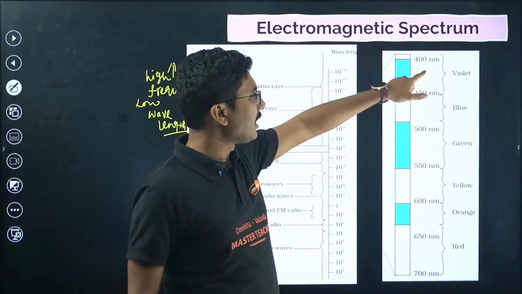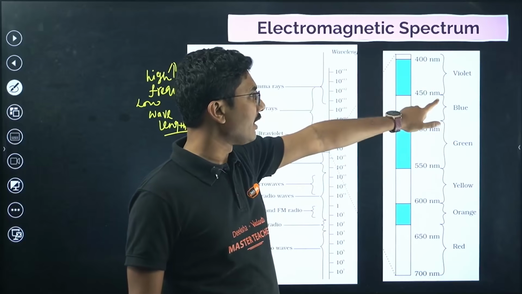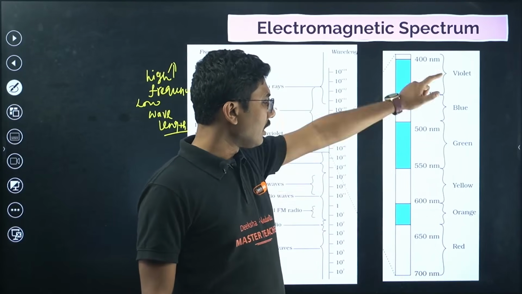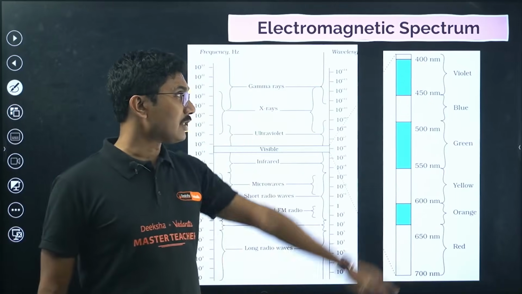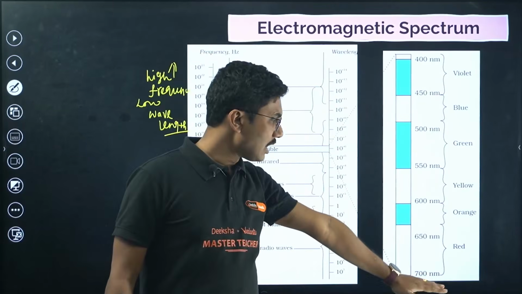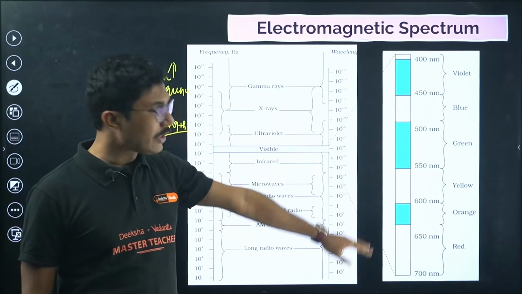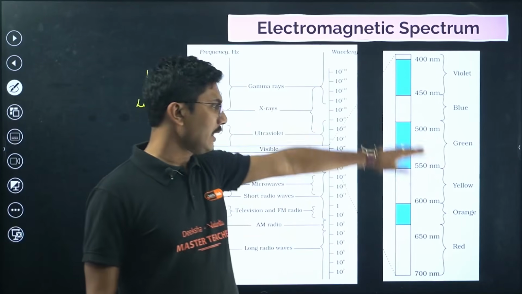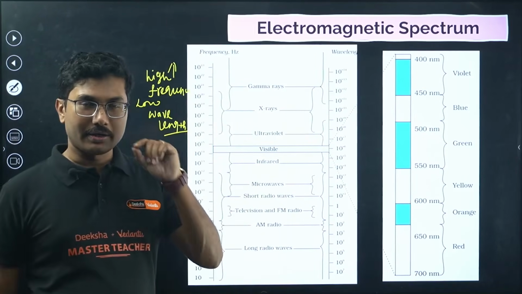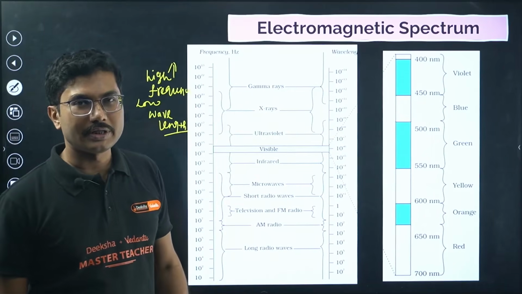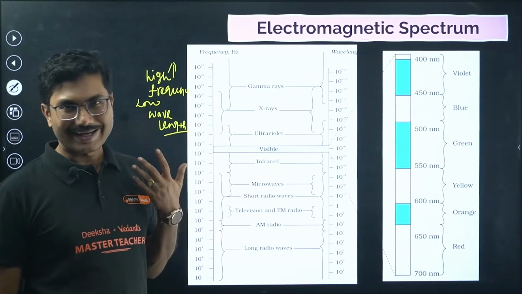Now in visible ray, we start with 400 nanometer: violet, blue, green, yellow, orange and red. So red goes around 700 nanometers. So from 400 nanometer till 700 nanometer in terms of wavelength we can see. This is the wavelength. So this is the only range of our eyes. Beyond that there is a lot of other universe that we generally do not see with our naked eye.